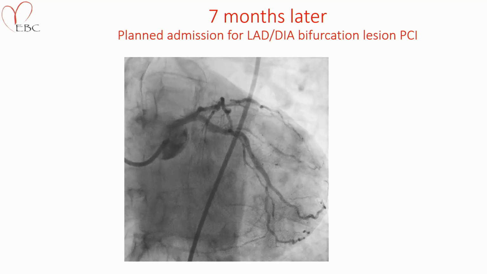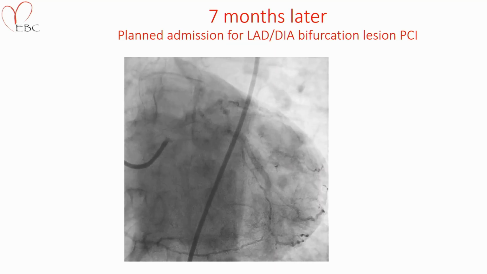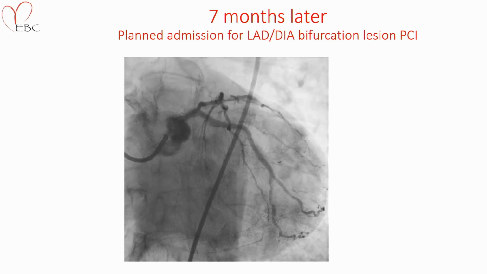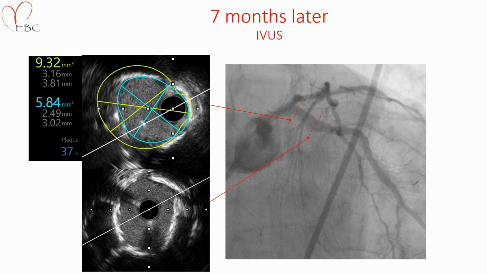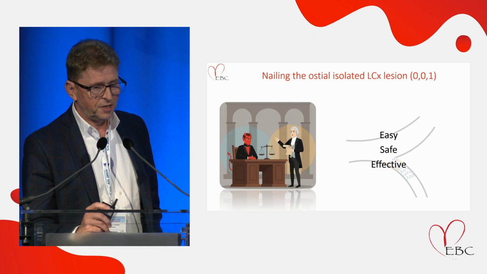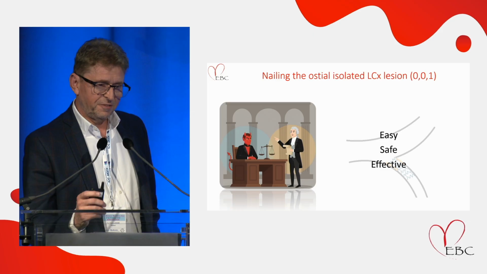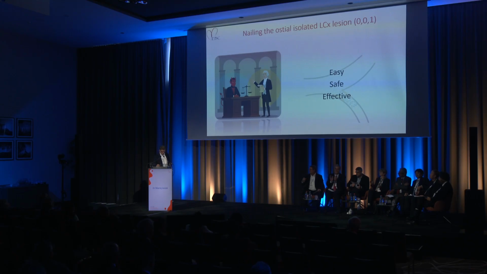And look, seven months later, the patient was admitted for planned LAD diagonal bifurcation lesion procedure, and you clearly see that the circumflex is still okay, and there is no lumen narrowing, there is quite widely opened LAD, and there's a very nice long-term result of this lesion. So I think in this situation, the devil does not need any advocate, because this procedure, like nailing the ostium, is very easy, safe, and effective. Thank you so much.